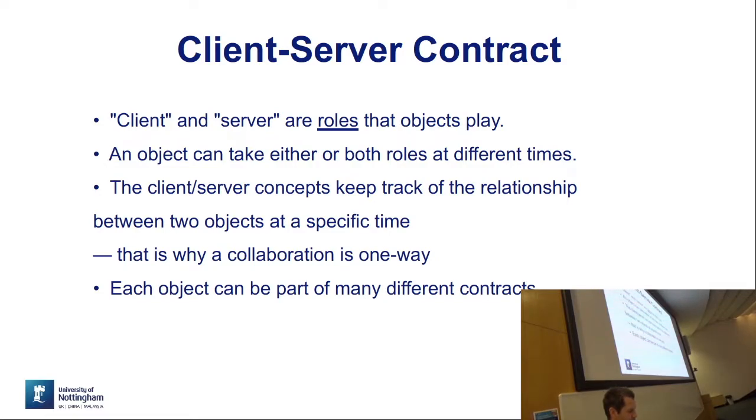The client-server concepts keep track of the relationship between two objects at a specific time. That is why the collaboration is one way. And each object can be part of many different contracts. Another word for contracts is collaborations.